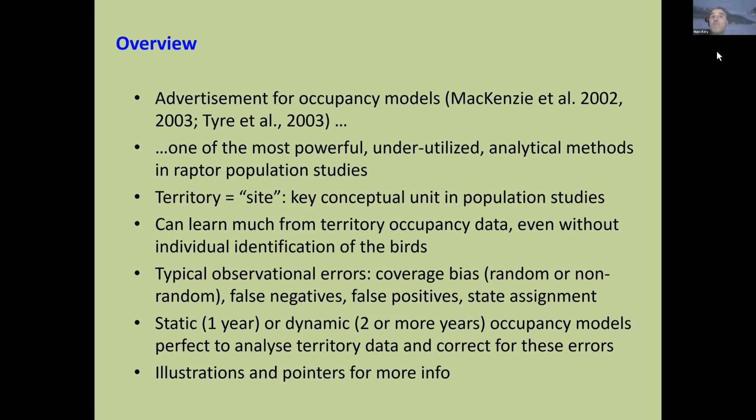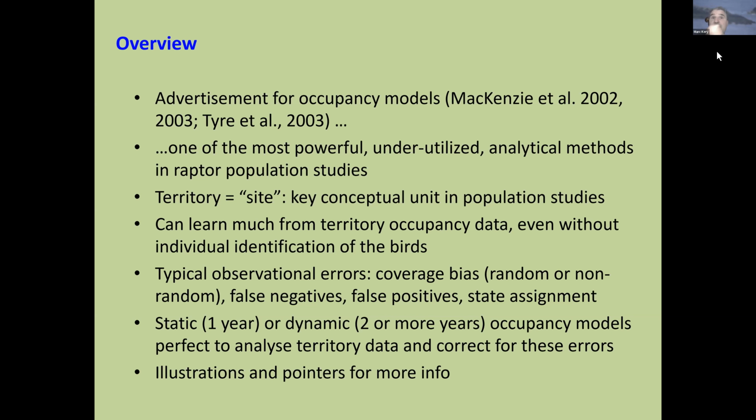However, at the same time, we have typical observation errors. We typically have coverage bias in our population studies, which may be random or non-random, the latter being called preferential sampling. We always have false negative errors. We may have false positives, and we may also have state assignment errors.